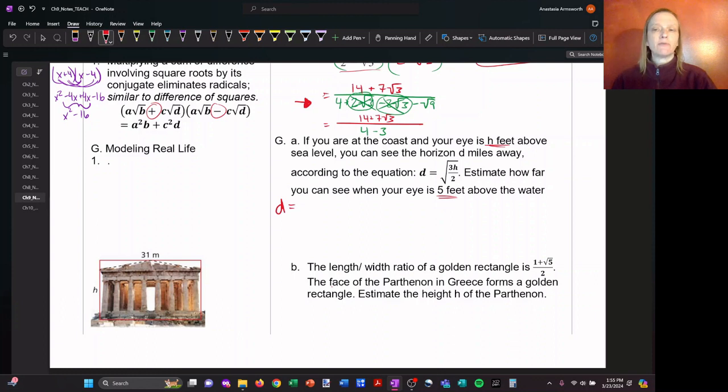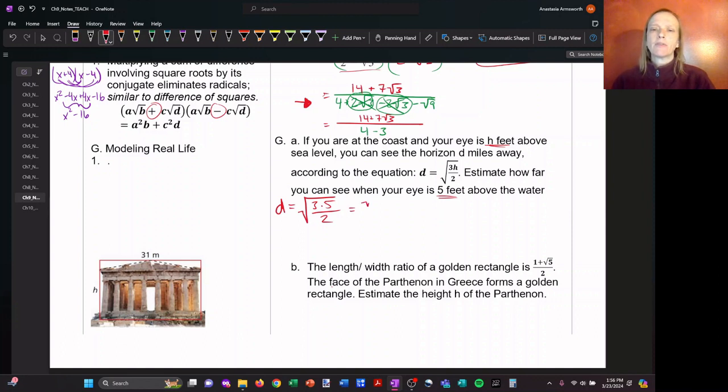And h is supposed to be in feet. So I'm just going to plug that 5 in where I see the h. And that's the equation that I'm going to use. Now, is that equation simplified? No, not yet, but we've learned the strategies we need to use to simplify this.